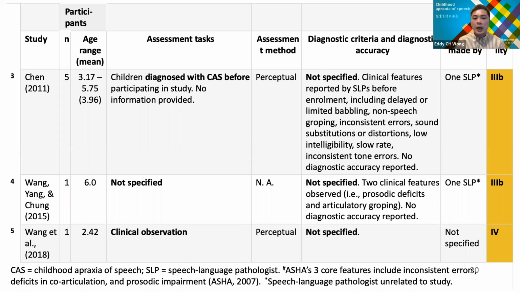The last study was done in China, which was conducted by Wang et al. 2018. It was a genetic study exploring FOXP2 in Chinese speakers with CAS. The assessment task, diagnostic criteria, and the information of the examiners were not specified in this study. Therefore, the quality of the CAS diagnosis in this study was rated at level 4, which means unclear.